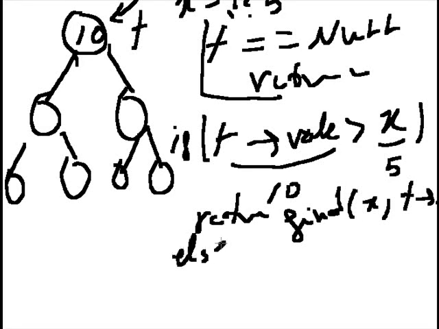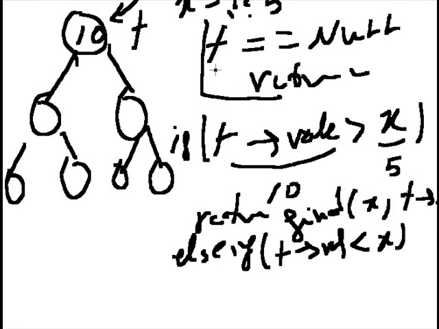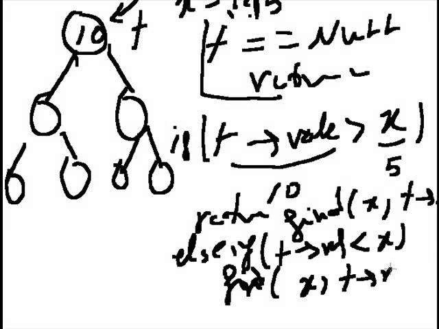Else if the same, t slash value, but this time is less than x. What does it mean? Instead of sending 5, I'm sending now, suppose, 15. So 15 greater than 10, yes, or 10 less than 15, yes. I go to the right. So return find, but this time I'm sending x with what? With t slash right.